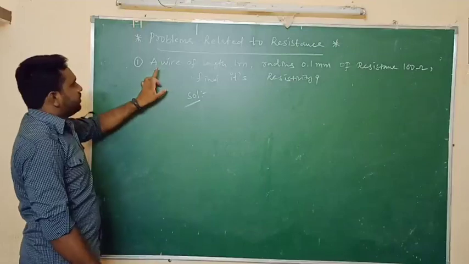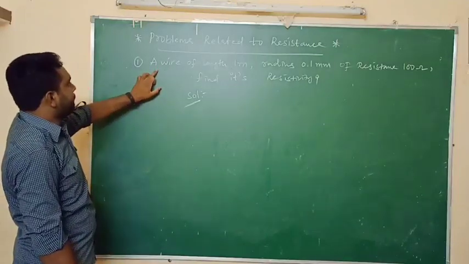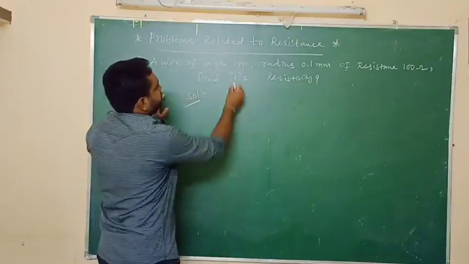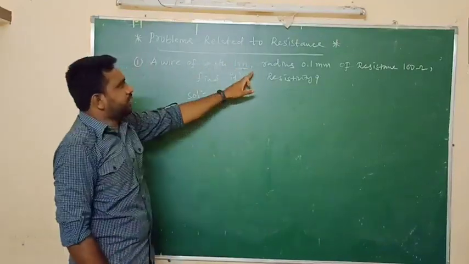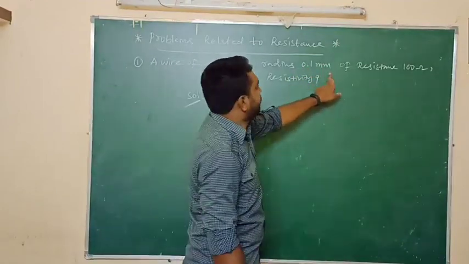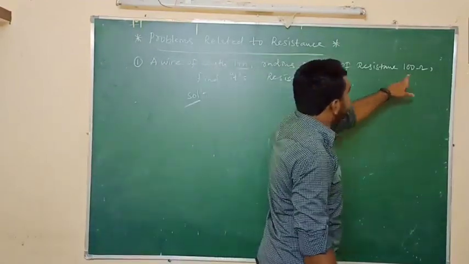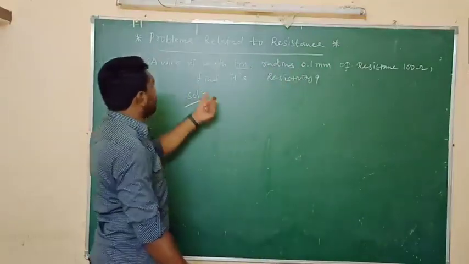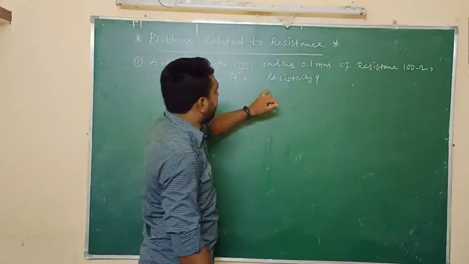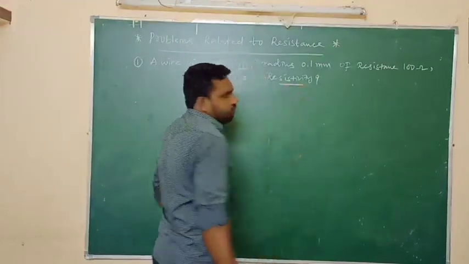So this is the first problem. Problem number 1. A wire of length 1 meter, radius 0.1 mm, of resistance 100 ohms. Then we have to find its resistivity or specific resistance.